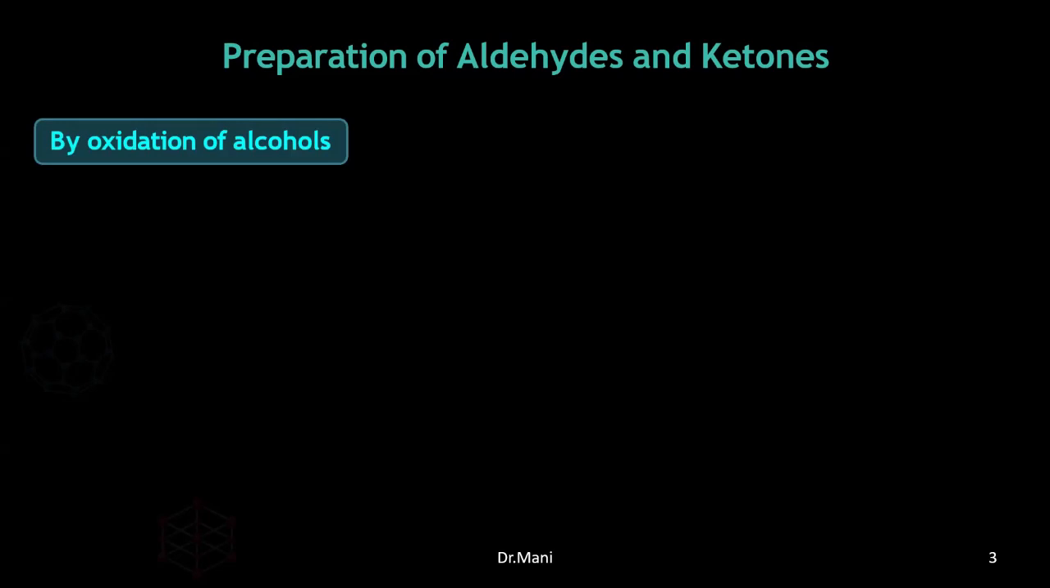What is the meaning of oxidation? Addition of oxygen. Or else, removal of hydrogen. Okay. So by oxidation of alcohols, there is one thing we need to look into: are you taking primary alcohols or secondary alcohols? That plays a very important role. If you take primary alcohols, they will convert into aldehydes, as we discussed in the last class about the alcohols' properties.